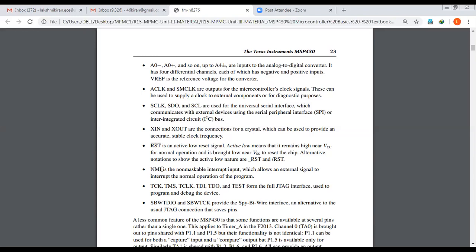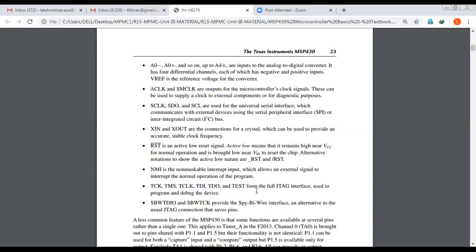And coming to NMI, NMI is going to be the non-maskable interrupt. So whenever a non-maskable interrupt occurs, it must and should be executed, and the remaining TCK, TMS, TS clock, TDI, TDO, test.